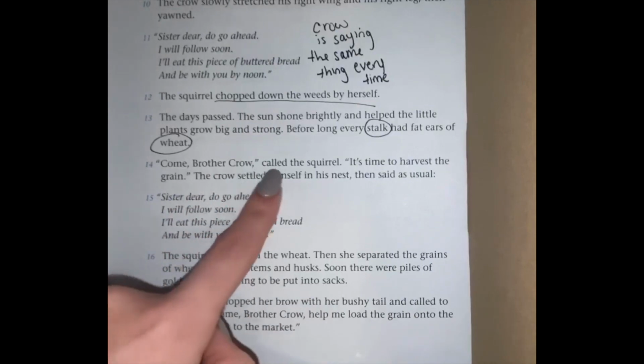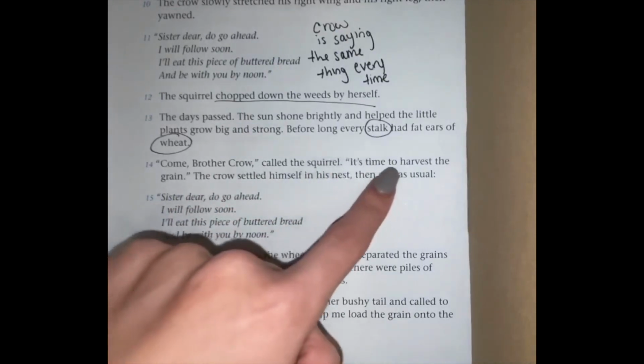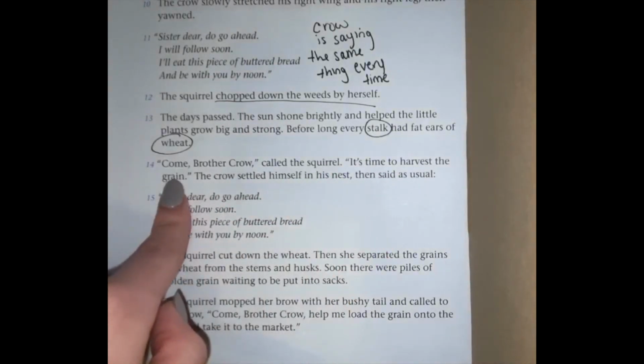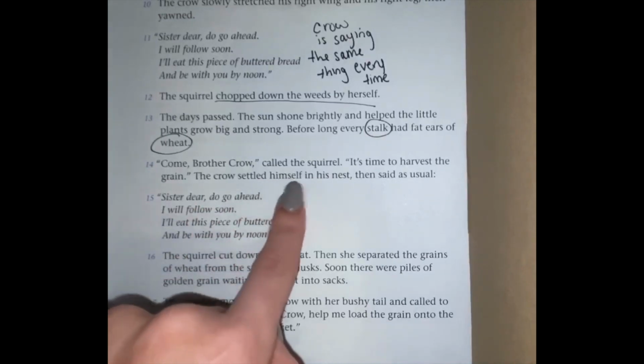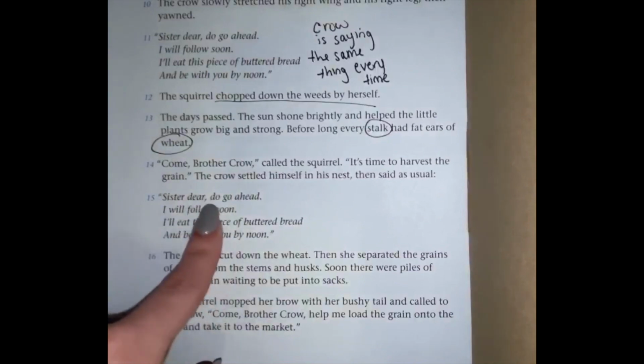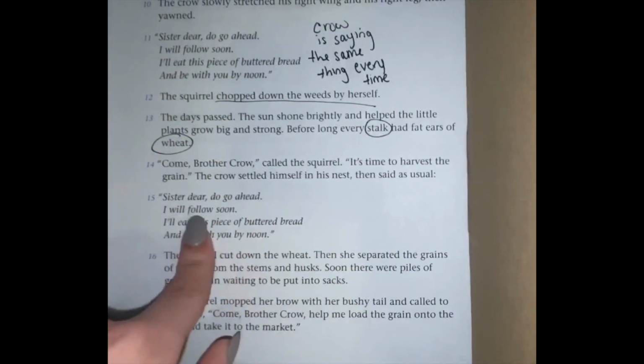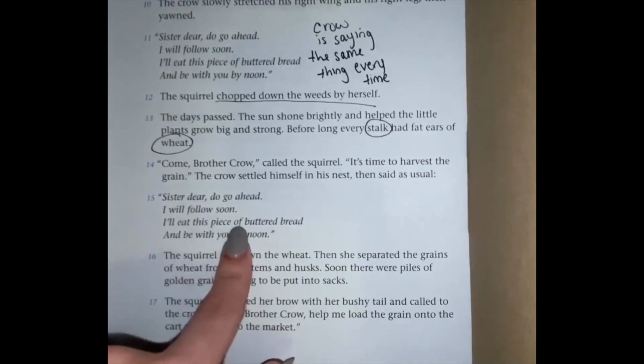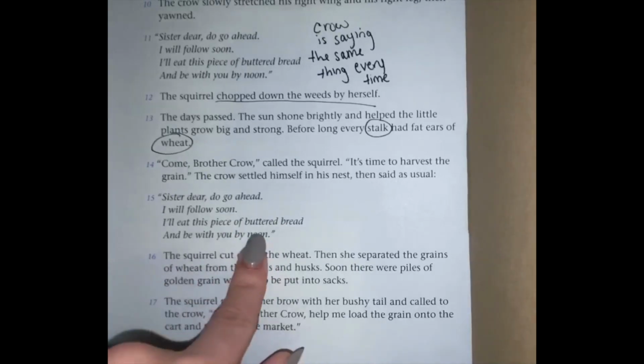"Come, brother crow," called the squirrel. "It's time to harvest the grain." The crow settled himself in his nest, then said as usual, "Sister dear, do go ahead. I will follow soon. I'll eat this piece of buttered bread and be with you by noon."